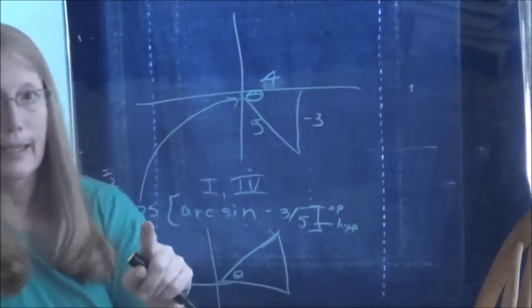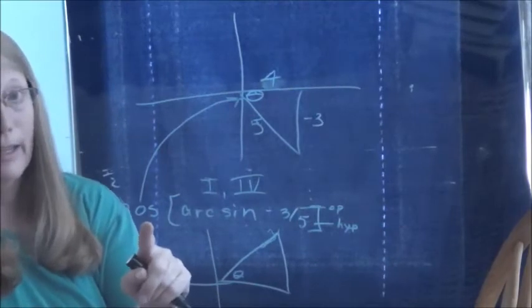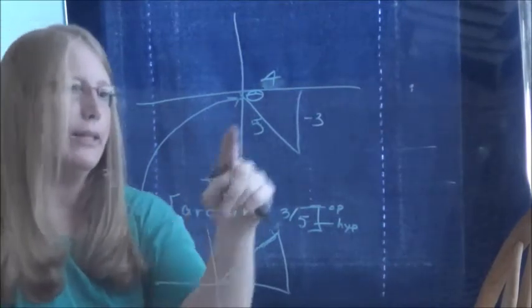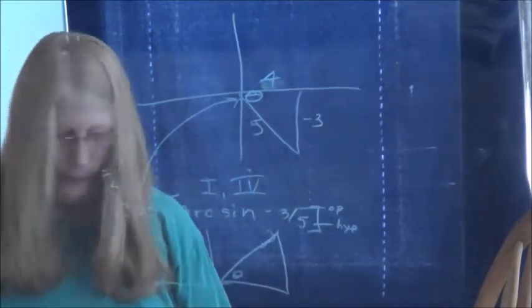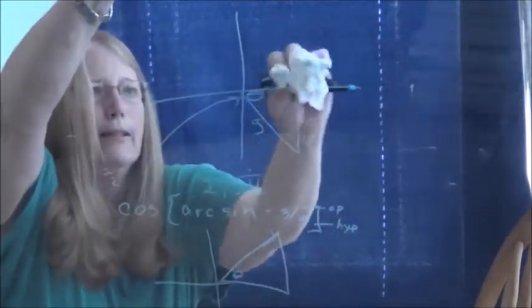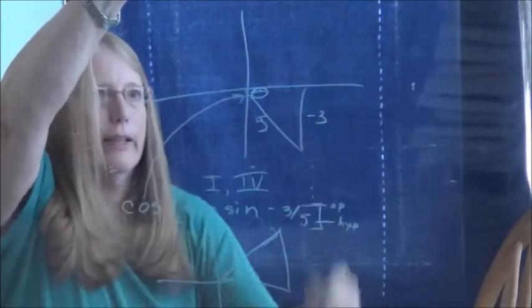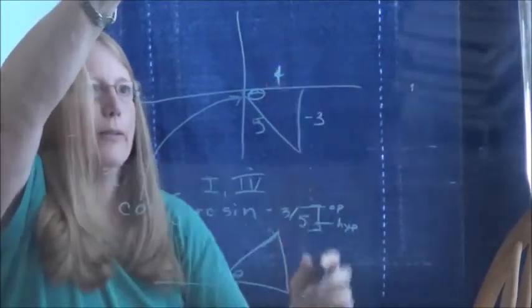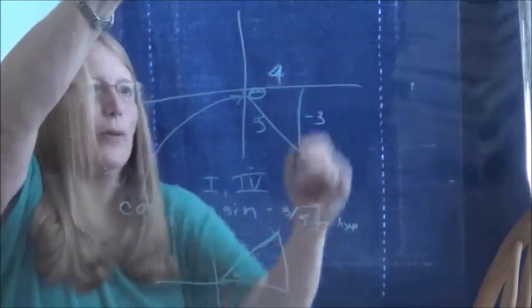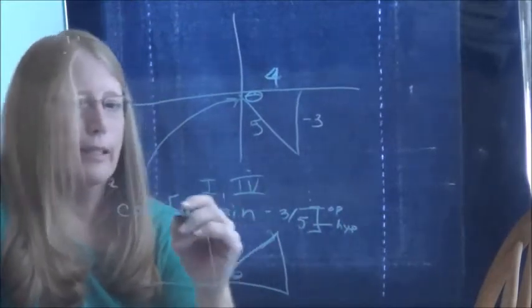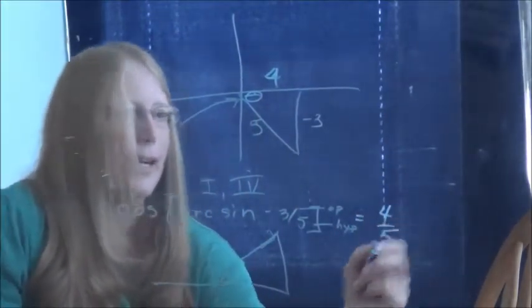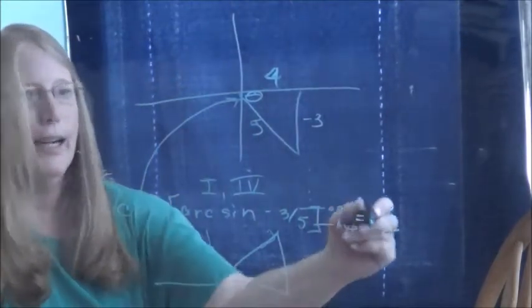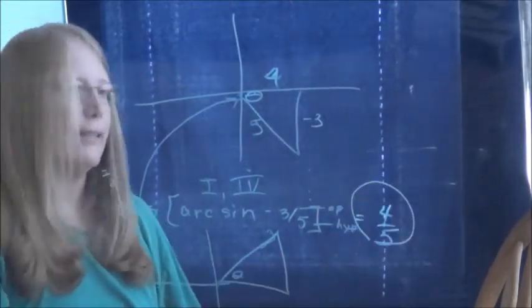Cosine is adjacent over hypotenuse. So what's the adjacent? 4. I don't know if that shows up. Was it my smudge? Let me clarify it. All right, there's my 4. So adjacent over hypotenuse is 4 over 5. And that's the entire answer right there, 4/5.